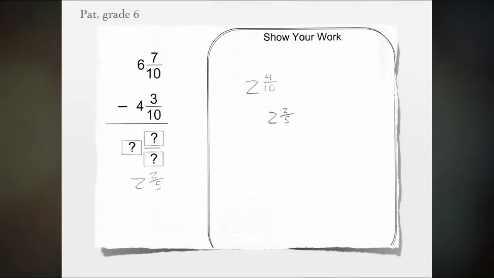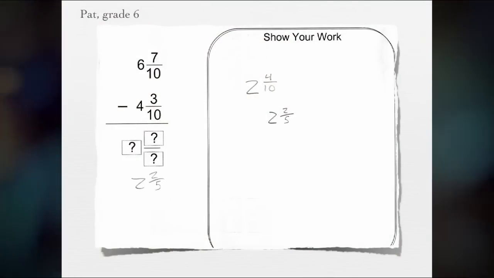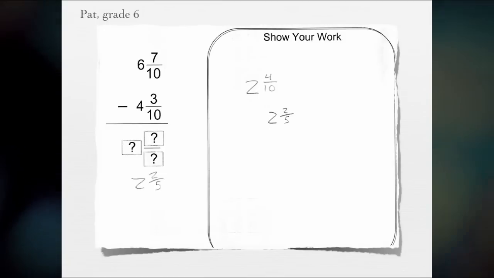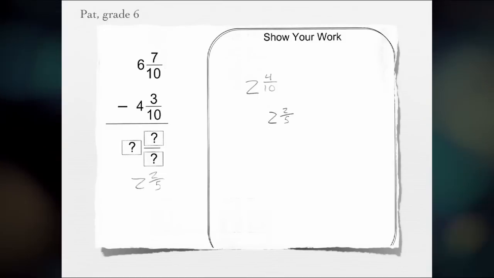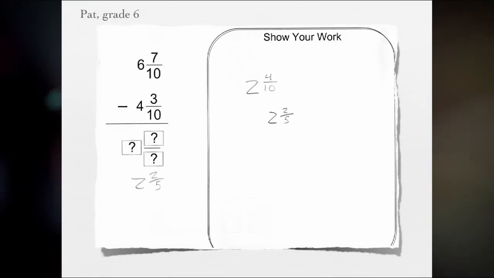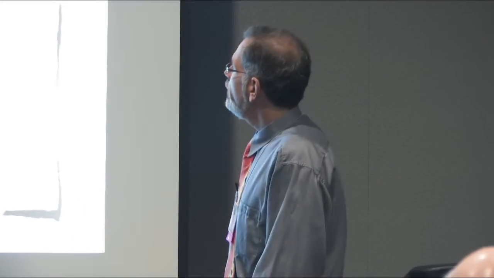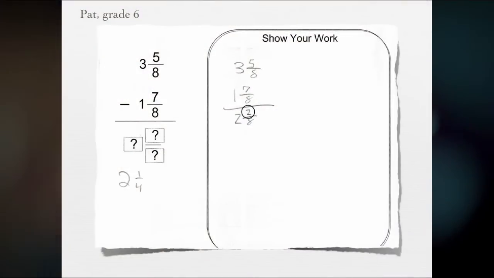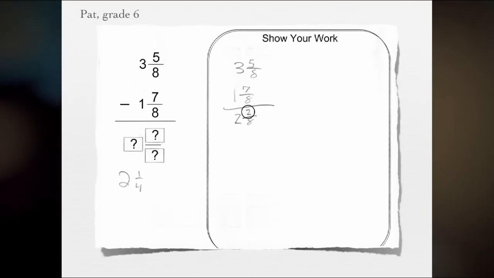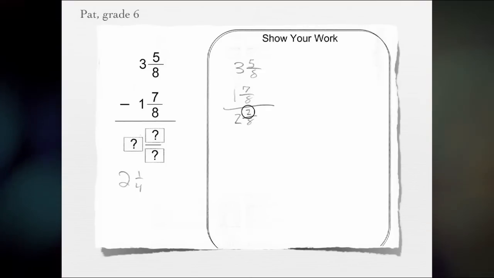So here's Pat again, 7/10 + 3/5. Now, what happened, Pat? You were keeping the denominator the same before. Now the denominators are different. All of a sudden, you add them. No idea. OK, how about this? 3 5/8 minus 1 7/8. 5/8 minus 7/8, 2/8. All right, so maybe Pat doesn't have it.